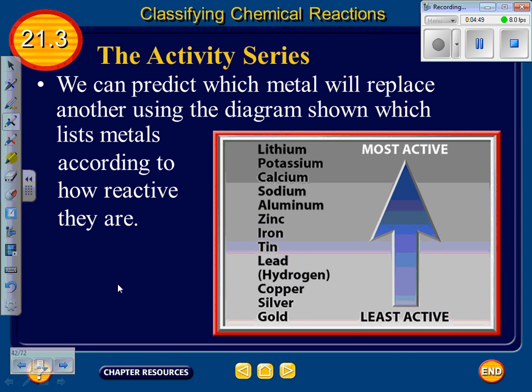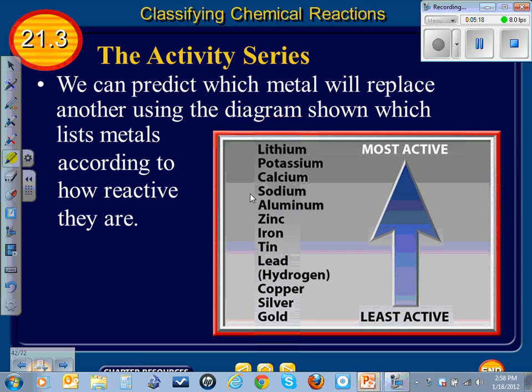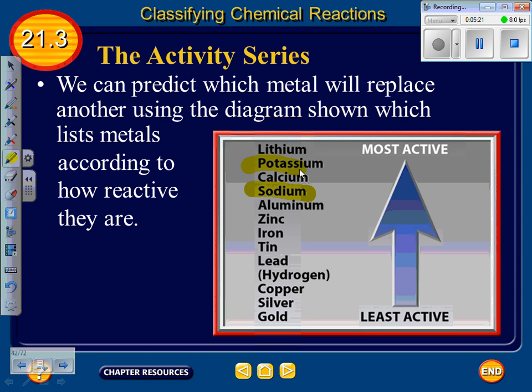We can predict which metal will replace another using the diagram shown below, which lists metals according to how reactive they are. Again, in this table, gold is the least reactive and lithium is the most reactive. And you remember from our demonstration in the class, when we combined lithium with water, it started on fire, so it's fairly reactive. And the other ones that we used in that experiment were sodium, potassium, and of course lithium. Very reactive, gold being the least reactive.